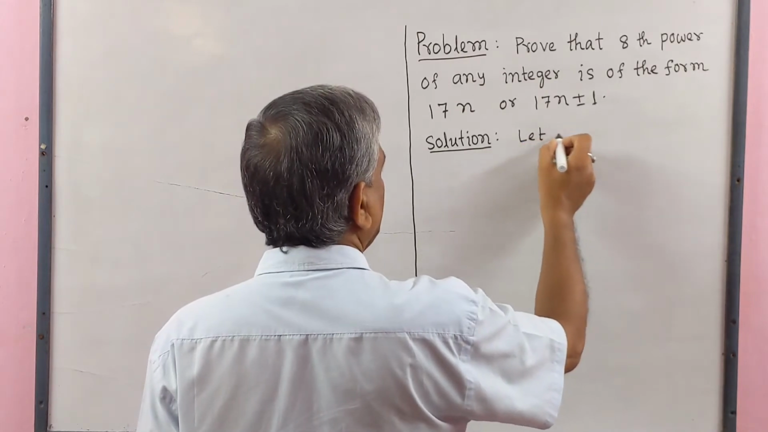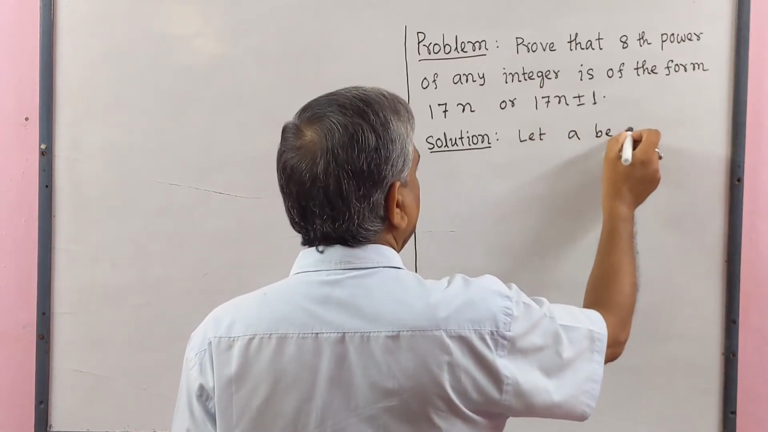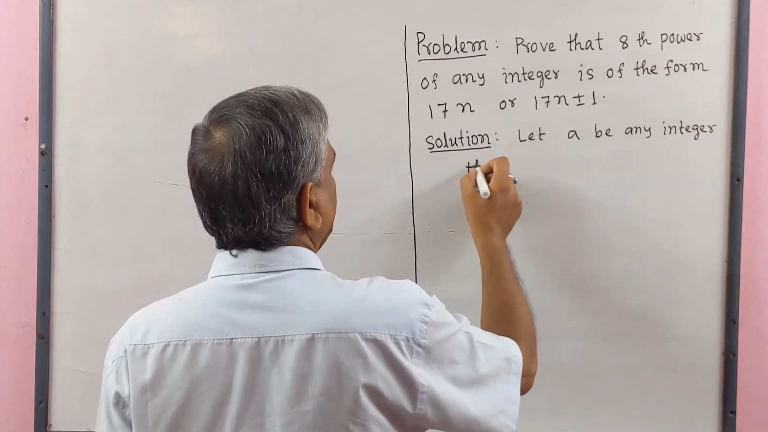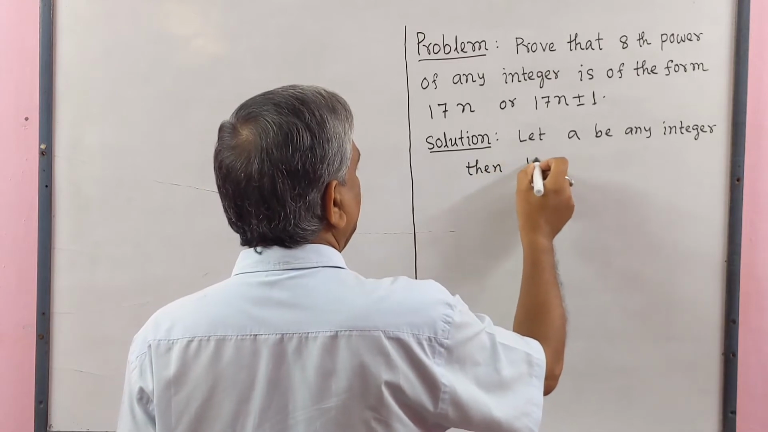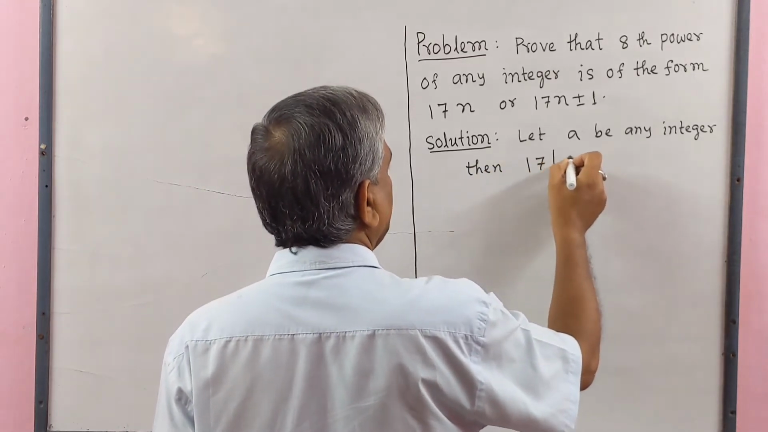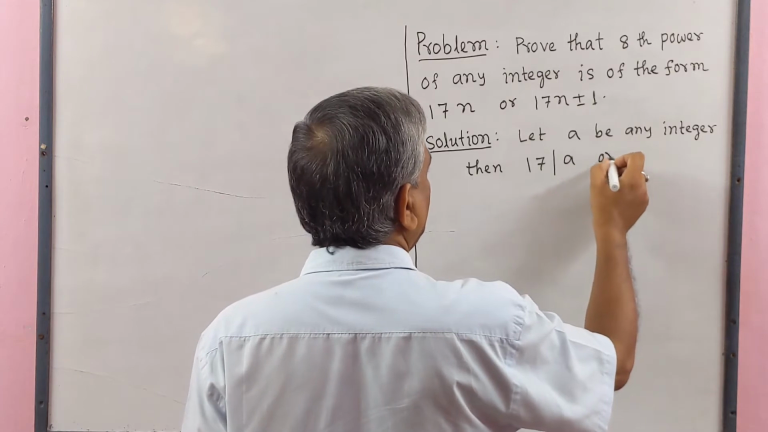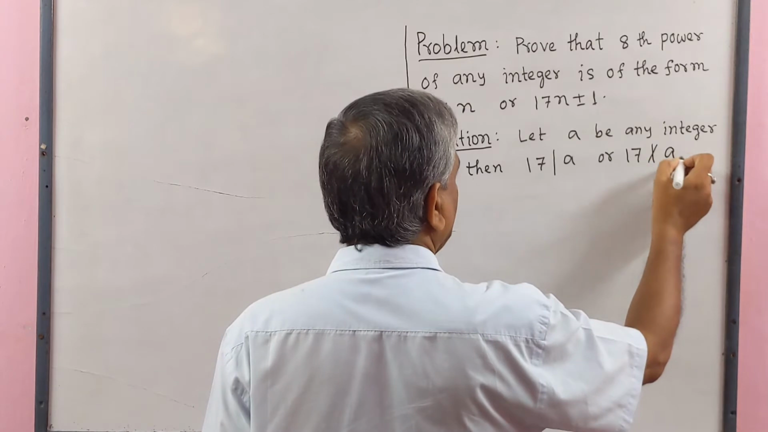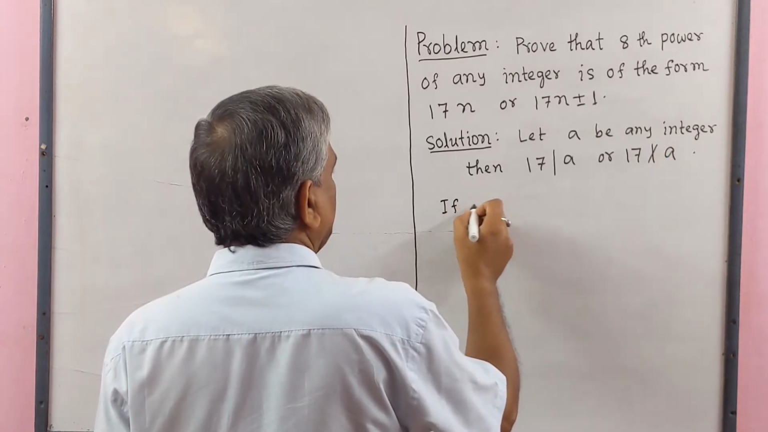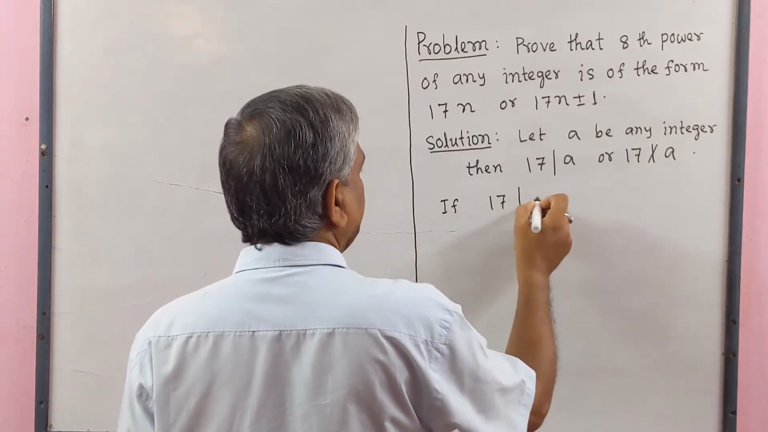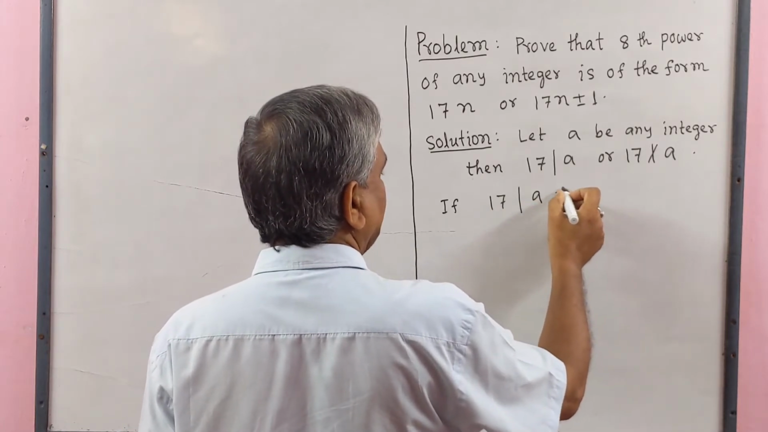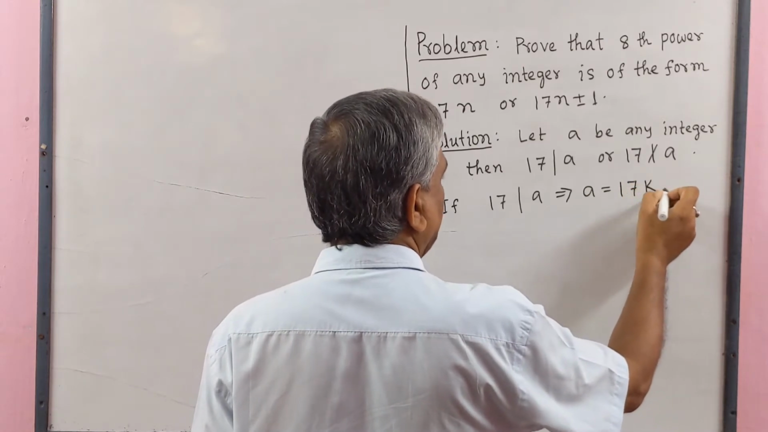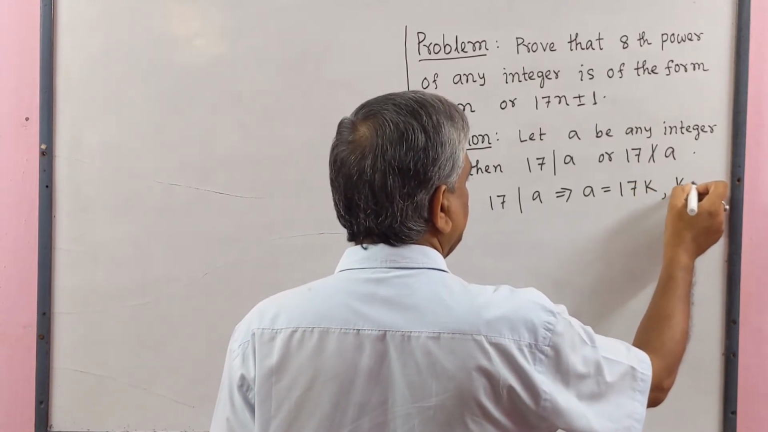Now we solve this. Let a be any integer. Then 17 may divide a or 17 may not divide a. If 17 divides a, implies that a equal to 17k, k is an integer.